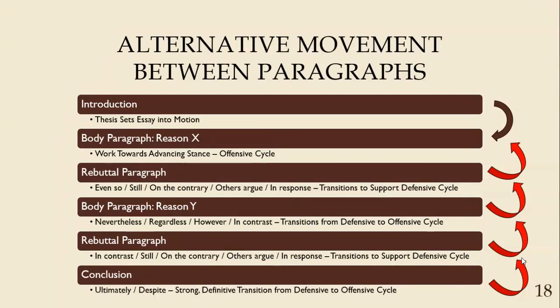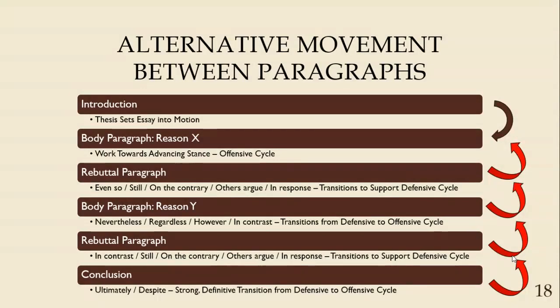And in this particular example, we have that thesis statement, which sets the paper into motion, of course, and that's essentially your first offensive cycle. And then you have reason X right here, which is also advancing your stance, another offensive cycle. However, after you introduce reason X, you go to a rebuttal. So you immediately follow up with a response to reason X rather than waiting until the end of the paper. So now you kind of have this back and forth: offensive cycle, defensive cycle, offensive cycle, defensive cycle. It's like if you were watching a very fast-paced football game where one team gets the ball and they score fairly quick. The other team gets the ball, they score back and tie the game up. It's one of those kinds of movements.